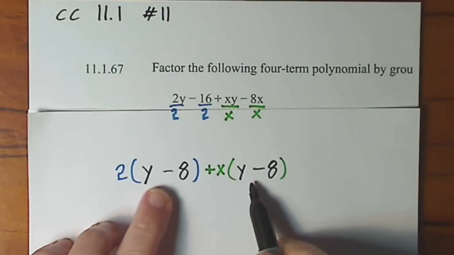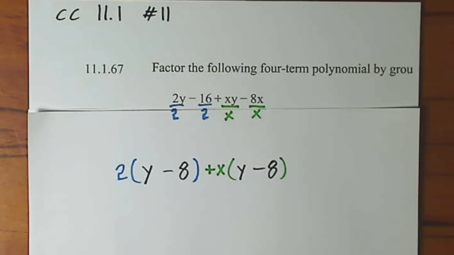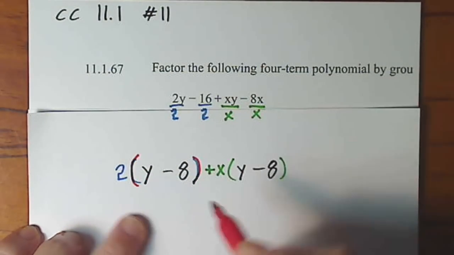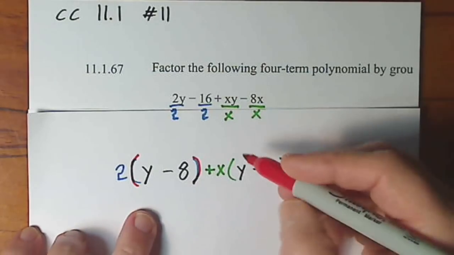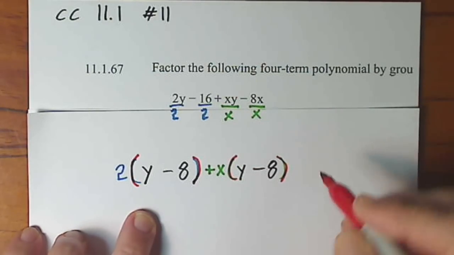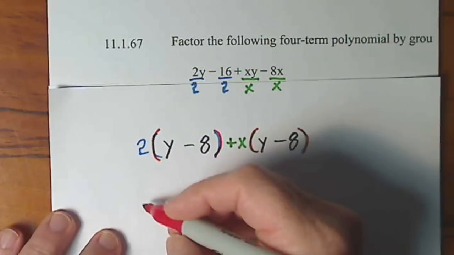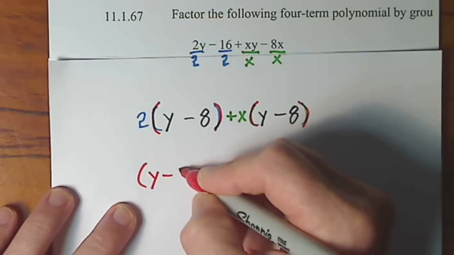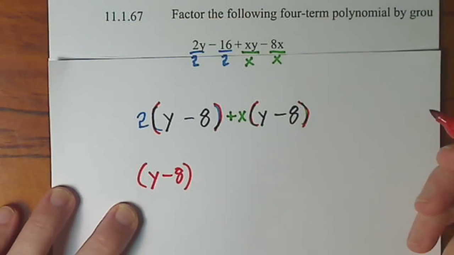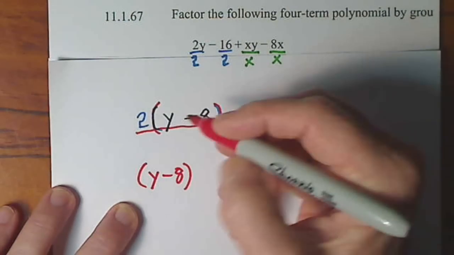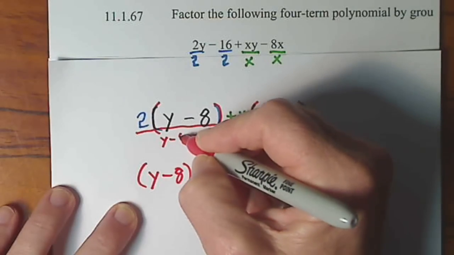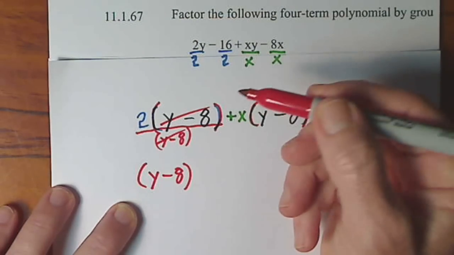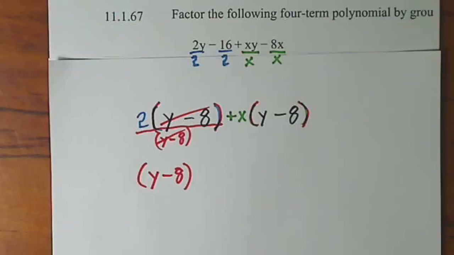Notice what's in parentheses here is identical. That's our goal, because now I can factor out y minus 8 from this, and I can factor out y minus 8 from this. So just as I've been doing, in front I put y minus 8. That's what I'm going to factor out. When I factor it out from here, that really means I'm dividing by y minus 8. Y minus 8 goes into y minus 8 one time, so I'm simply left with a 2.